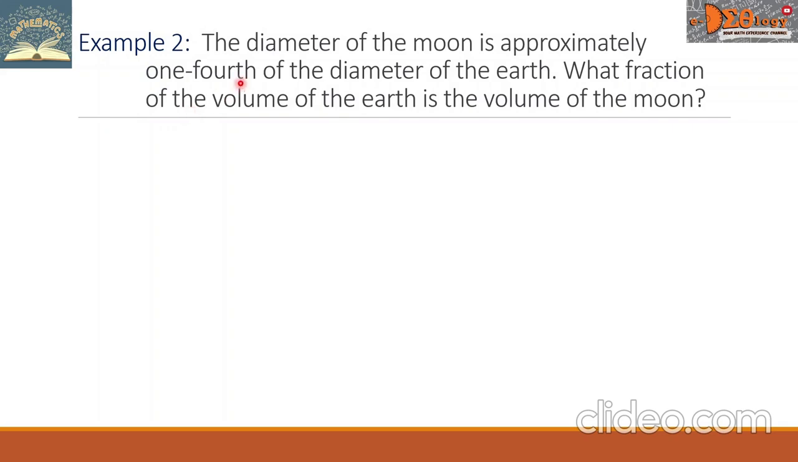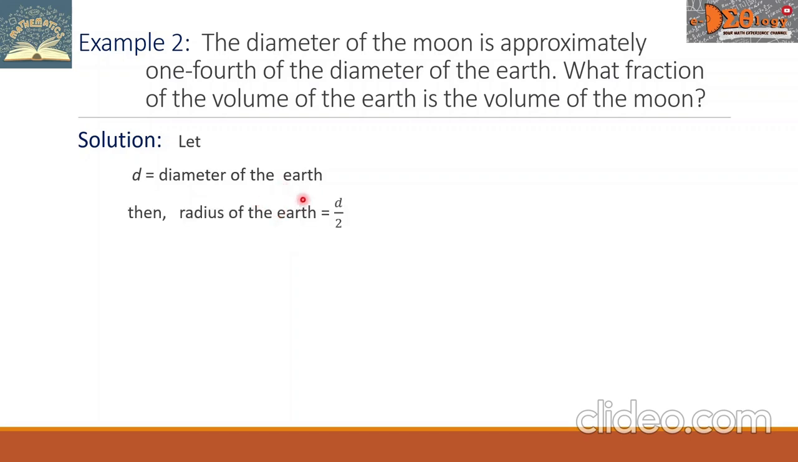Example 2. The diameter of the moon is approximately 1/4 of the diameter of the earth. What fraction of the volume of the earth is the volume of the moon? First, let us assign d equals diameter of the earth. Therefore, the radius of the earth, we simply divide the diameter by 2. So we write here d over 2.